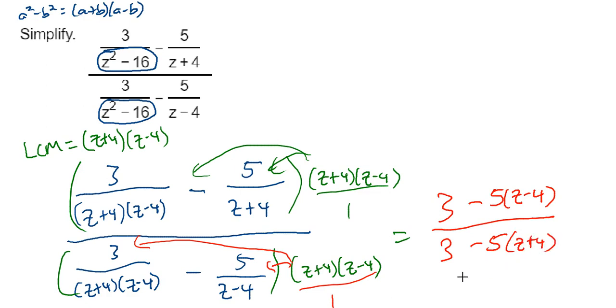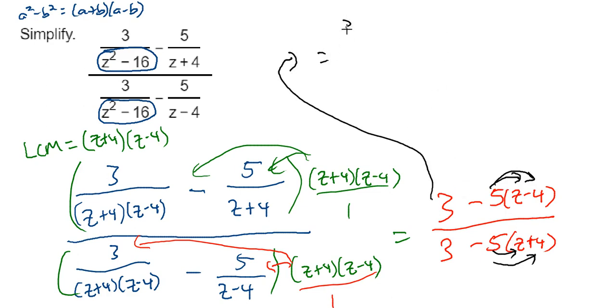All right. And so this would be our initial result, and it's no longer a complex fraction, but we do want to try to simplify this and then maybe see if we can reduce it. So we're going to distribute the negative 5 into the parentheses here for both of these. So let's go ahead and continue up here, I guess. So we'll have 3 minus 5z plus 20, right? Because negative 5 times negative 4 make that a positive 20. And on the bottom, we're going to have 3 minus 5z minus 20, because negative 5 times positive 4 would make that a negative 20.